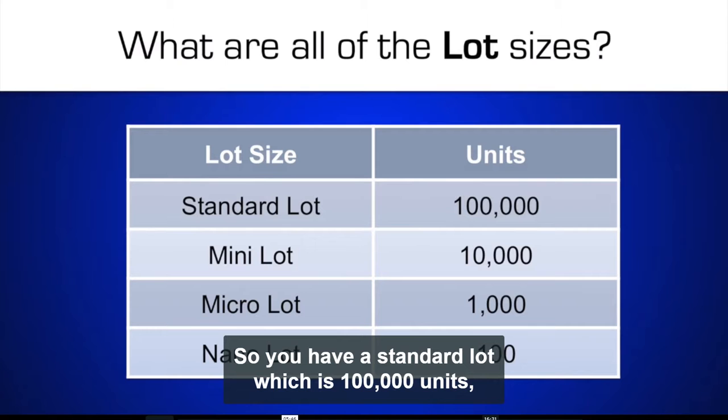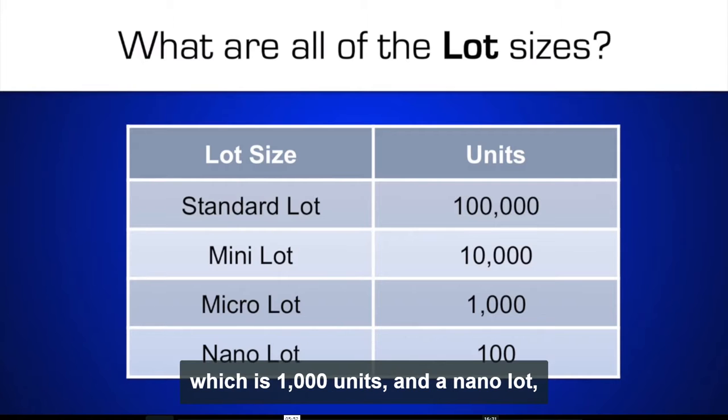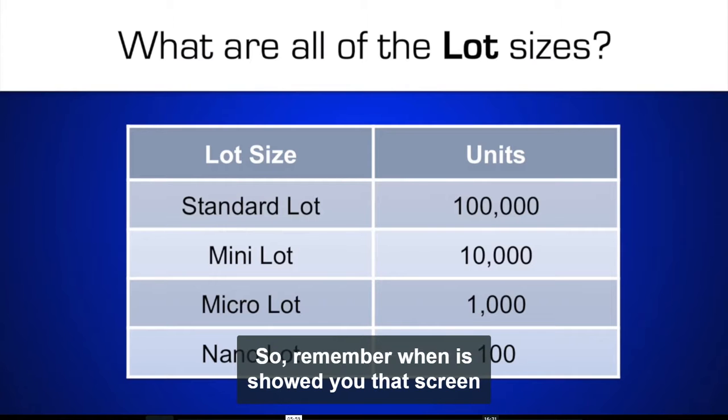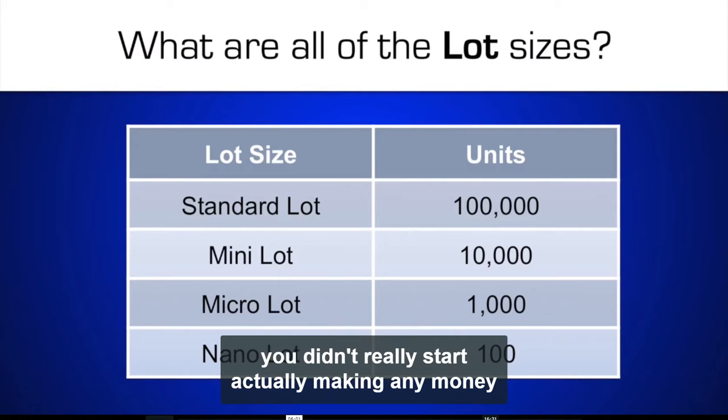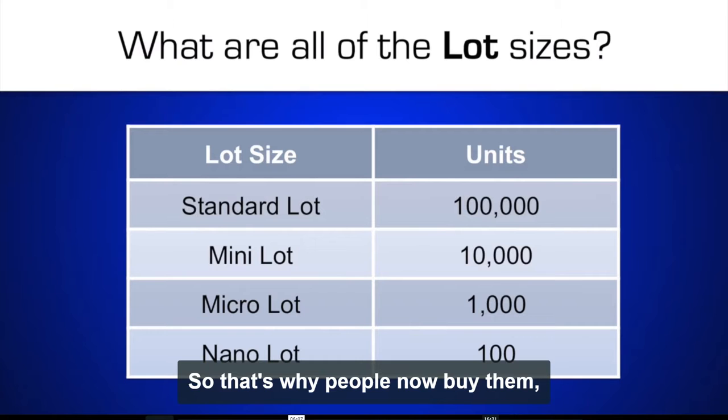So you have a standard lot, which is 100,000 units, a mini lot, which is 10,000 units, a micro lot, which is 1,000 units, and a nano lot, which is 100 units. Okay, so remember when I showed you that screen, you didn't really start actually making any money off of 7 pips until you got to around $1,000.